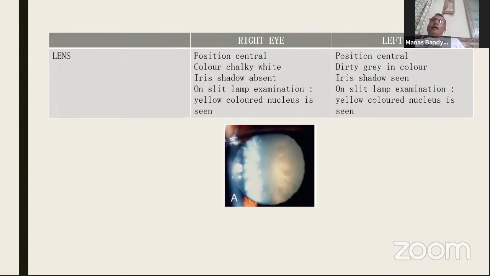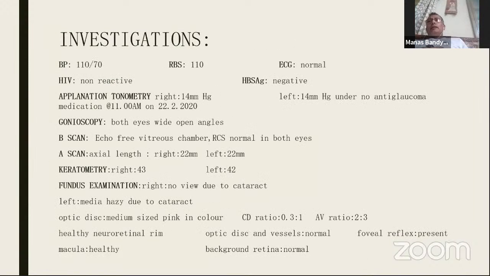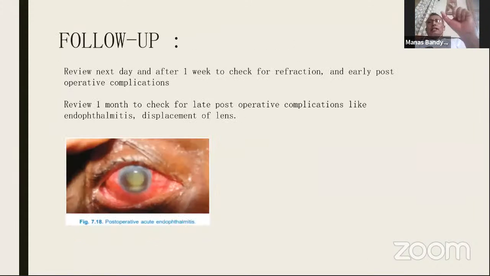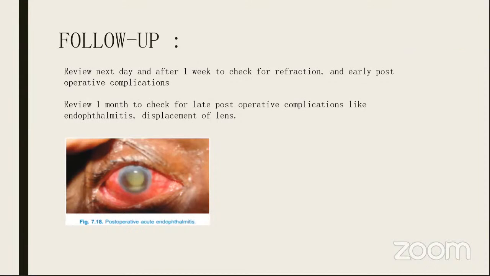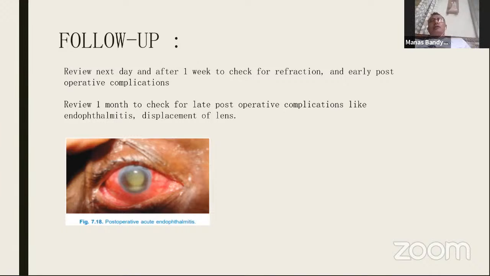Okay, and can you please show me the post-operative picture you showed? There is a post-operative picture after operation. Yes, sir, that's it. It is a picture of acute endophthalmitis, isn't it? Yes, sir. So why did you select this picture, acute endophthalmitis? I mean, this case turned into an endophthalmitis.